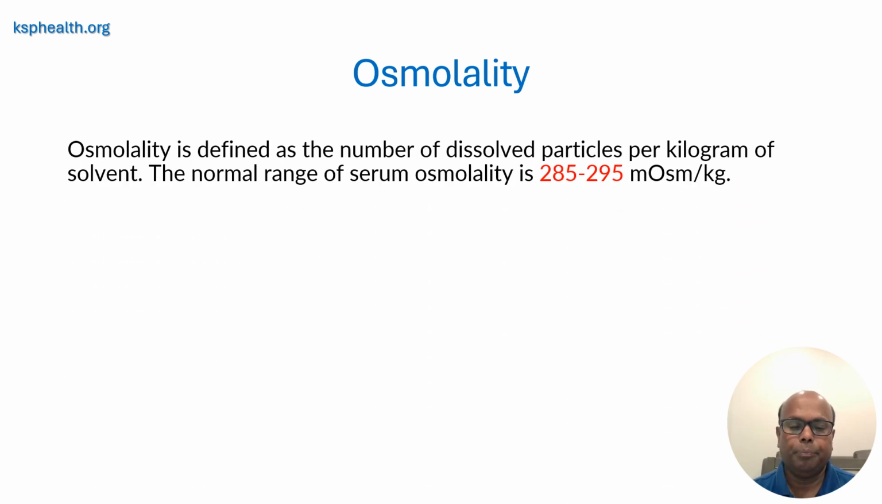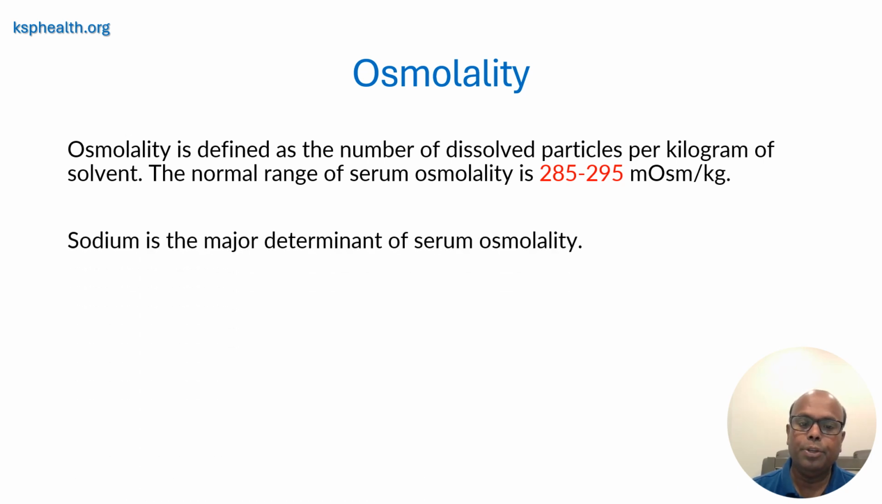I'd like to explain two terminologies that are important to understand hyponatremia. One is osmolality, another one is tonicity. Osmolality is defined as the number of dissolved particles per kilogram of solvent. The normal range of serum osmolality is 285 to 295. In some books you would see 280 to 290, but it is very tightly controlled by the hypothalamus. Sodium is the major determinant of serum osmolality.